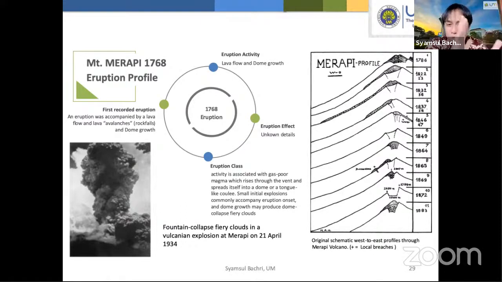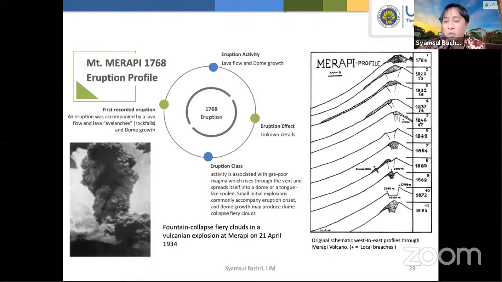I just want to show you that Merapi has erupted since 768 until now. We still have eruptions; in the past years ago it also erupted. Until now, it's still active. Okay, this is the history.